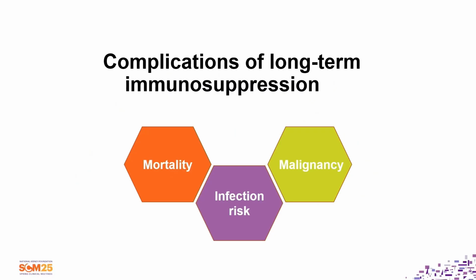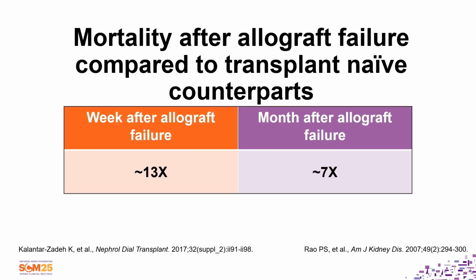So what are the major complications of long-term immunosuppression? Most of us probably know these, but I'm going to go through a few of them: increased risk of mortality, infection, and malignancies. Mortality after allograft failure has been shown to be, in the first week after return to dialysis, 13 times as high as in patients who do not have a previous kidney transplant. This actually continues through the first 6 months or so, but the mortality is really highest in the first week and the first month after allograft failure and return to dialysis.